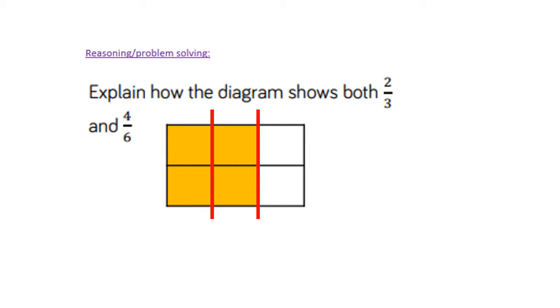Now I can also split it into 6. So in this case, if I get my colour again, I've got 1, 2, 3, 4 sixths. Okay, so how does it show both 2/3 and 4/6?